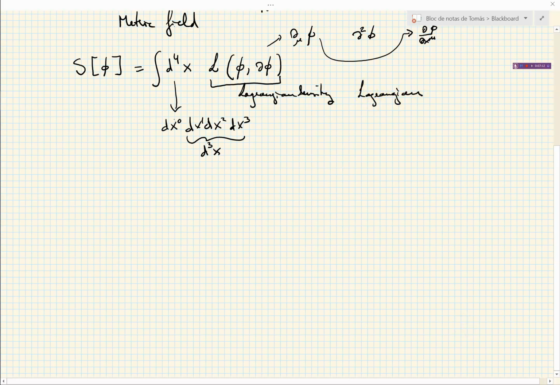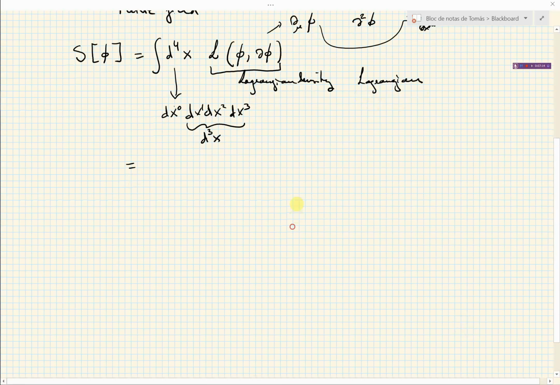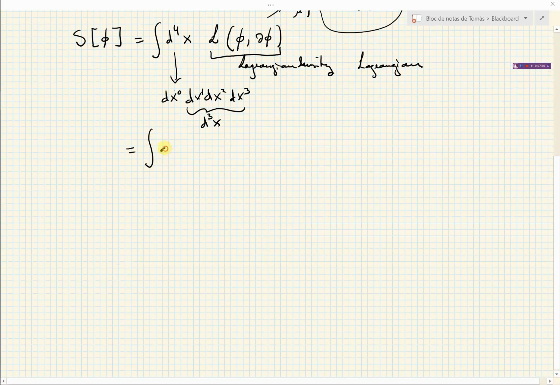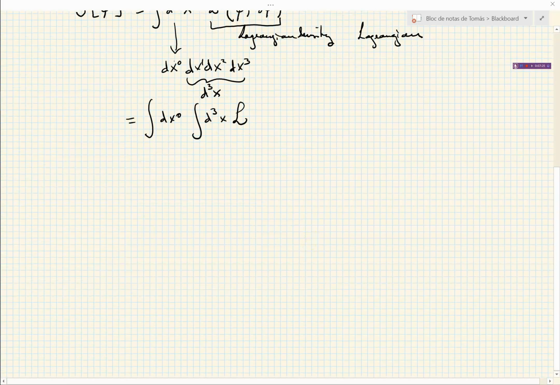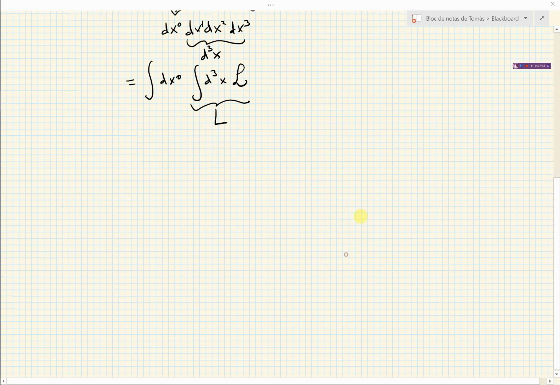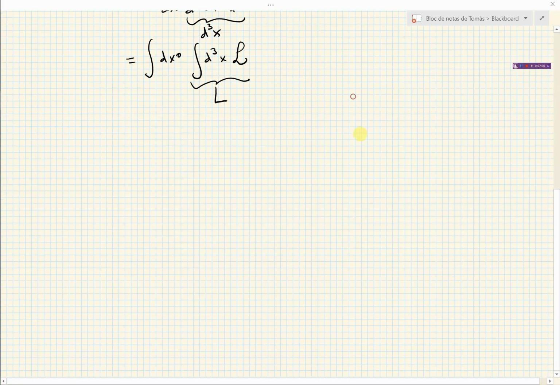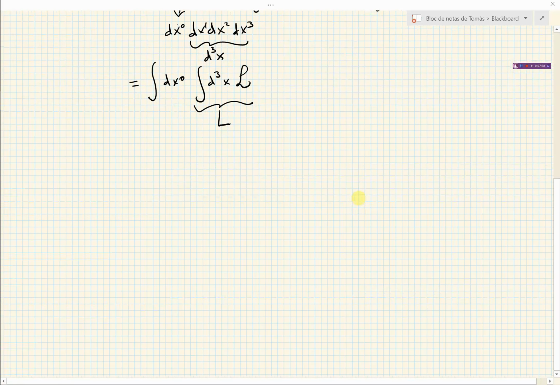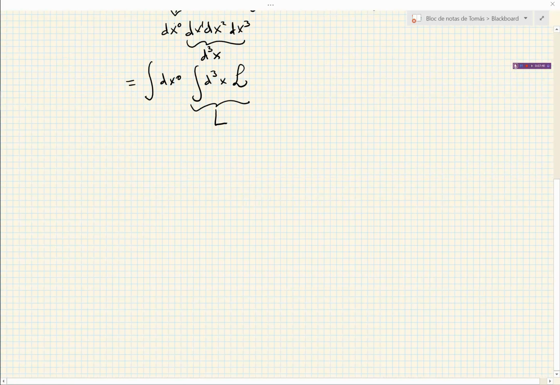Okay, and then if I split this integral as an integral over x0 and then an integral over the volume, and this Lagrangian density, if you want, some people call this thing the Lagrangian L, but we will not use these names. We will call L the Lagrangian.